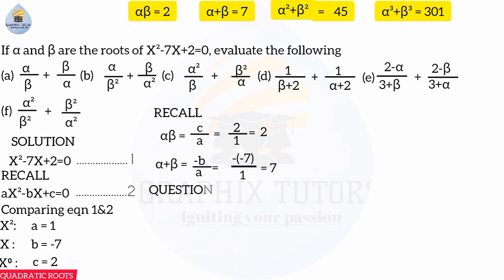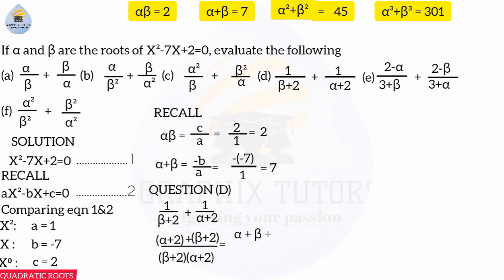Question D. It says we should evaluate 1 over beta plus 2 plus 1 over alpha plus 2. If you look for the LCM, you consider the two denominators, that will be beta plus 2 multiplied by alpha plus 2, right? So you take this to multiply this. So alpha plus 2 times 1 will give you alpha plus 2, plus beta plus 2 times 1 will give you beta plus 2. All divided by what you have here, right? Then now collect like terms. Alpha plus beta plus 2 plus 2 is what? 4, right? Put the alpha plus beta in the bracket.